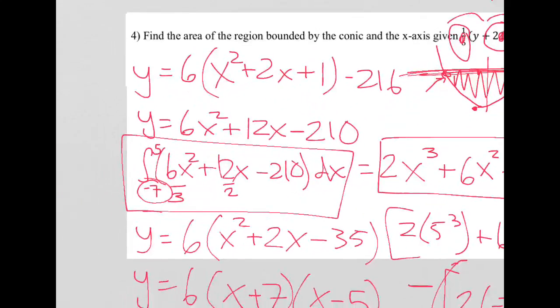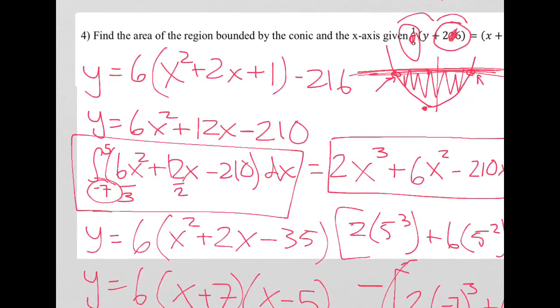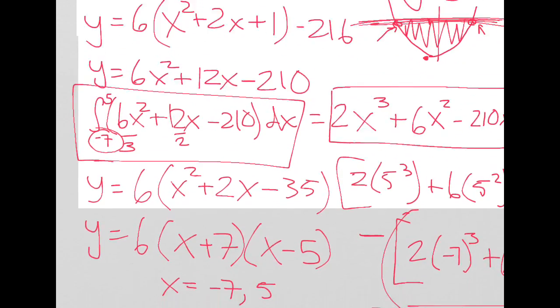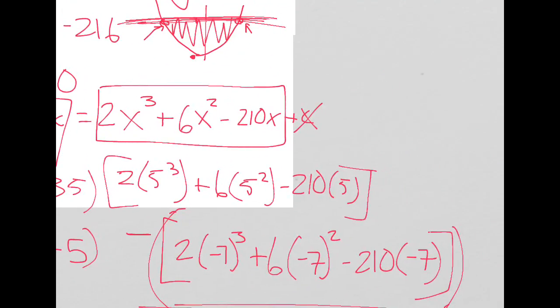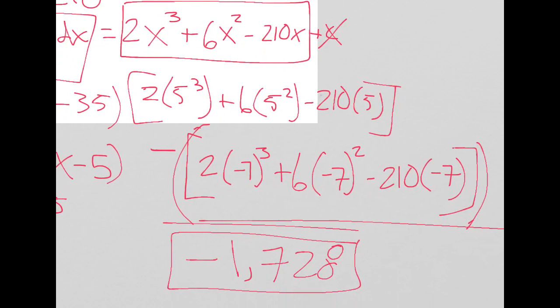What did we do? Well, we took the antiderivative, we integrated the function after expanding it and solving it for y, and then we factored our equation to determine the x-intercepts. Then we plugged in the bigger number and subtracted, plugging in the smaller number, to get our total of negative 1,728.